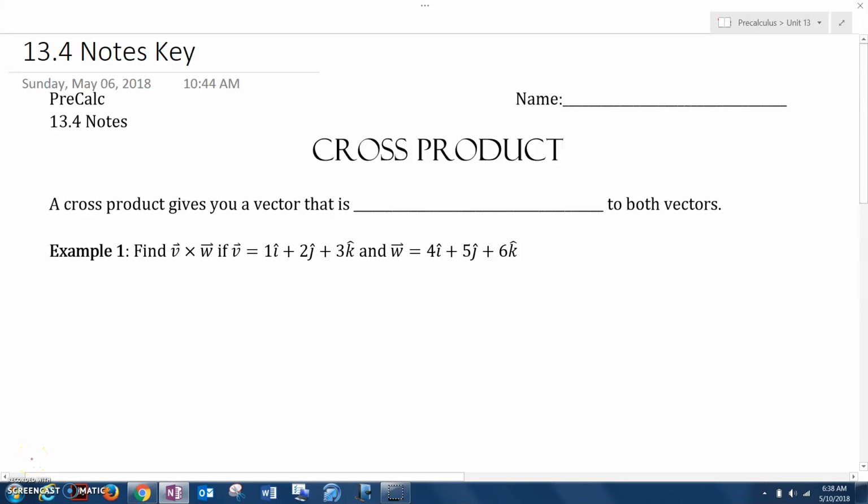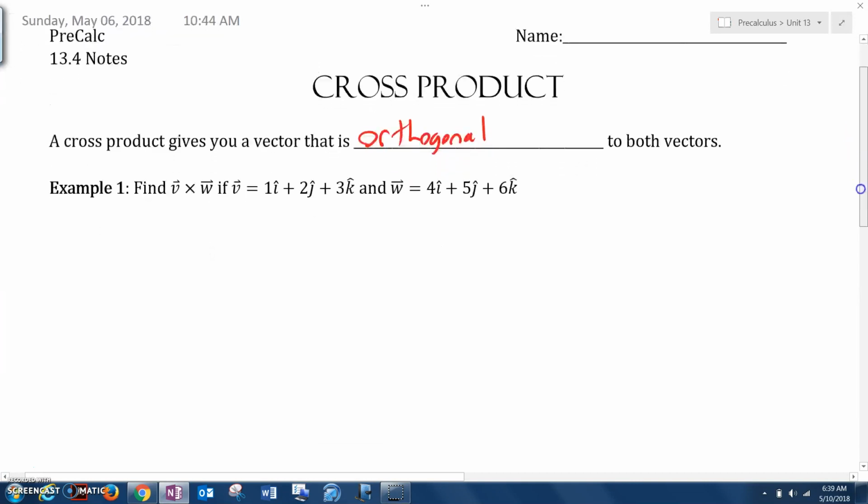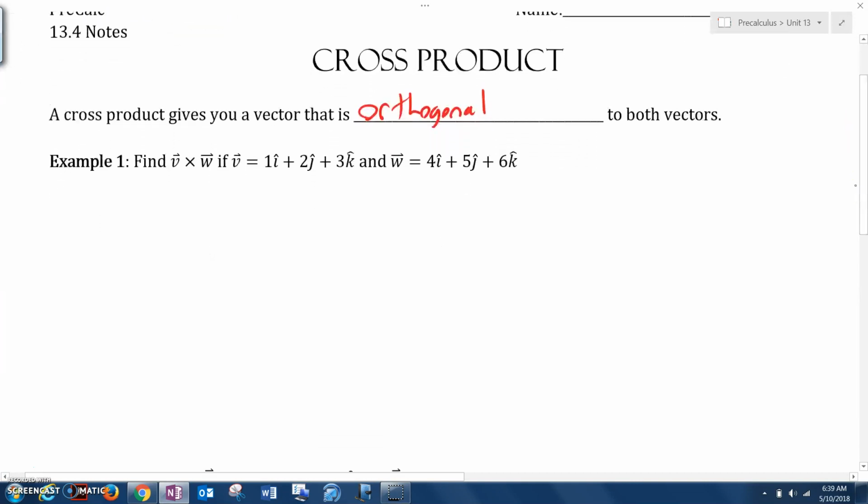Alright class, the last thing we're going to learn is cross products. So when we did dot products we got a number, but when we do a cross product we get a vector that is orthogonal to both of the vectors that you're crossing. Okay, so to do a cross product, I do it a little differently than some people.